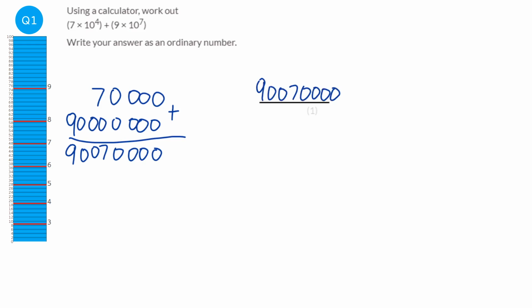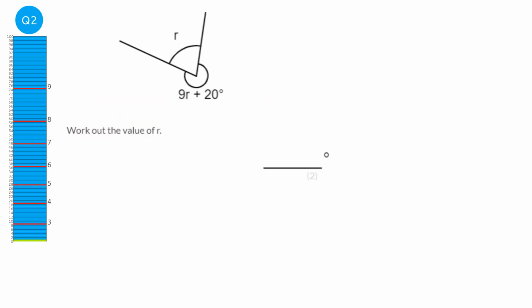Some people think there's a quick way of doing this, like adding the 7 and the 9. There isn't. You've just got to work out what this number is, work out what this number is, and add them together. So angles on a point add up to 360, and we are given the values of the angles, but in terms of r. So we know that r plus 9r plus 20 will equal 360.